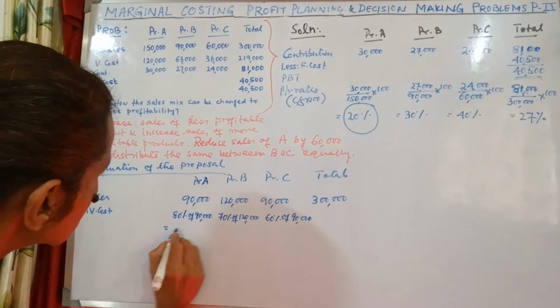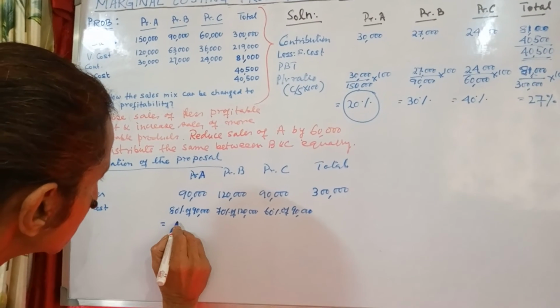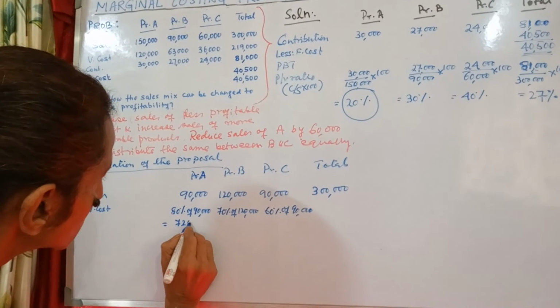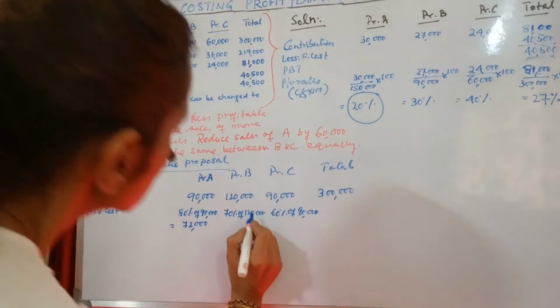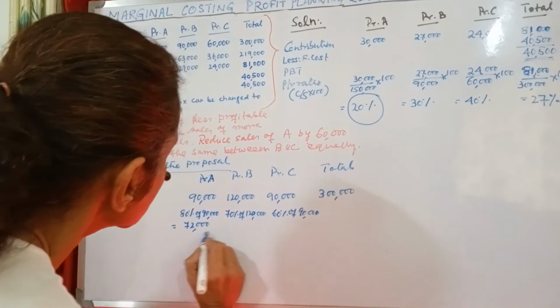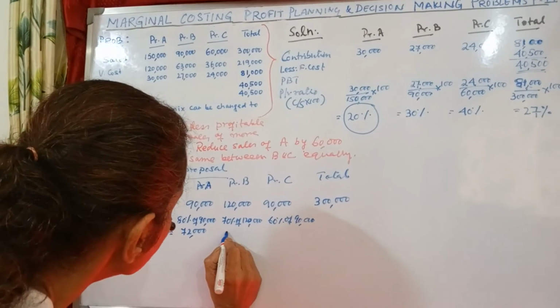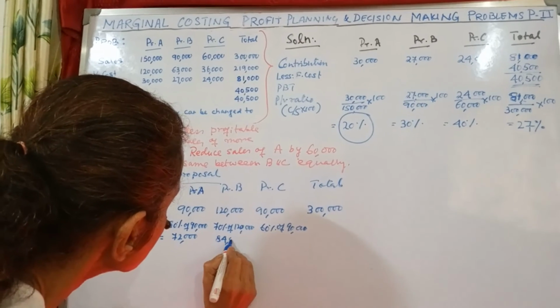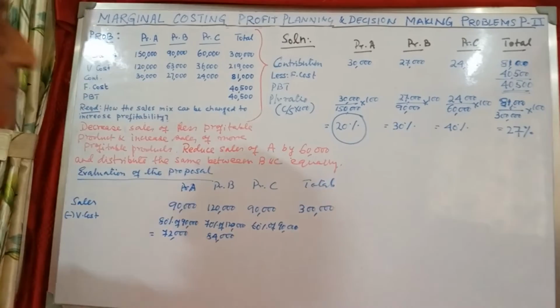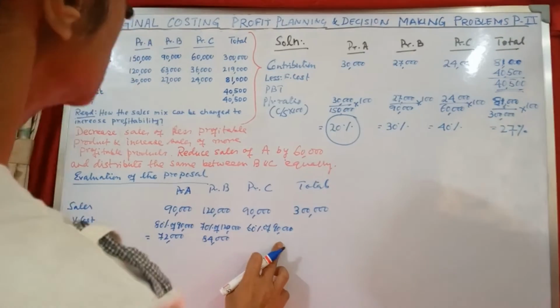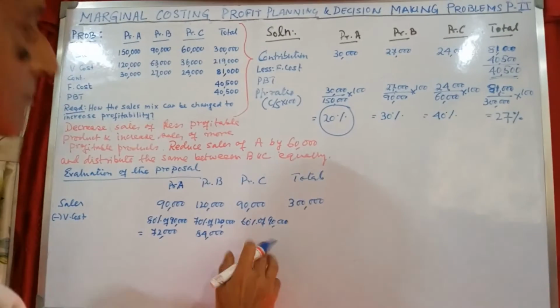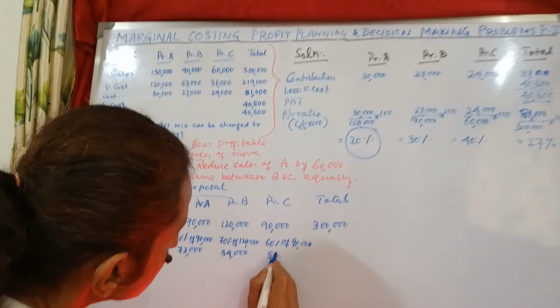So this is 80% of 90,000, that is 72,000. This is 70% of 120,000. 7 12s are 84, that is 84,000. And here it is 60% of 90,000, that is 54,000.